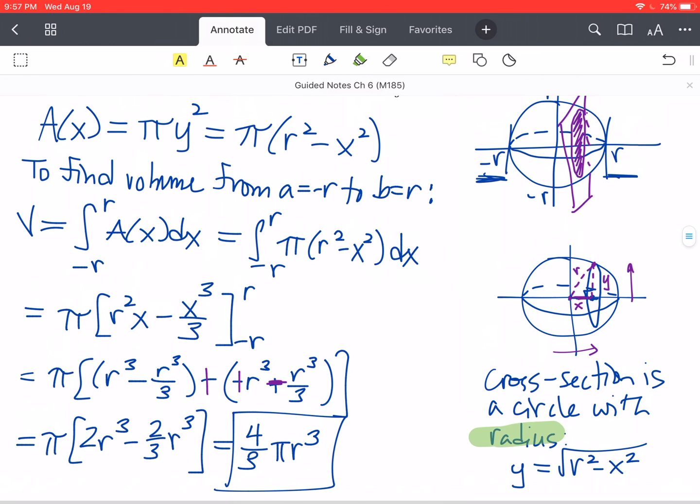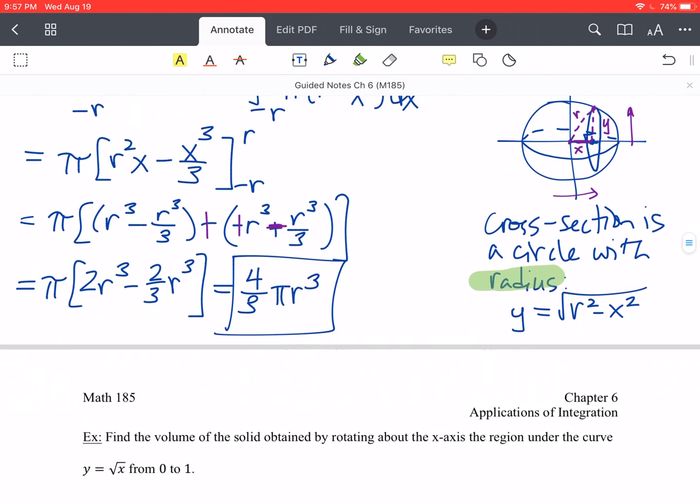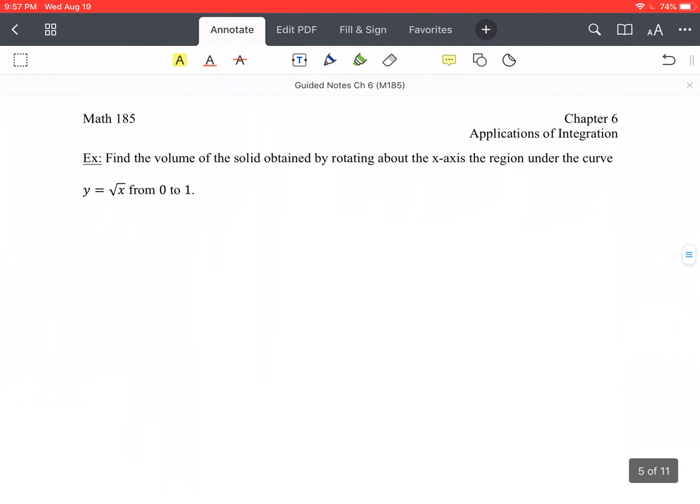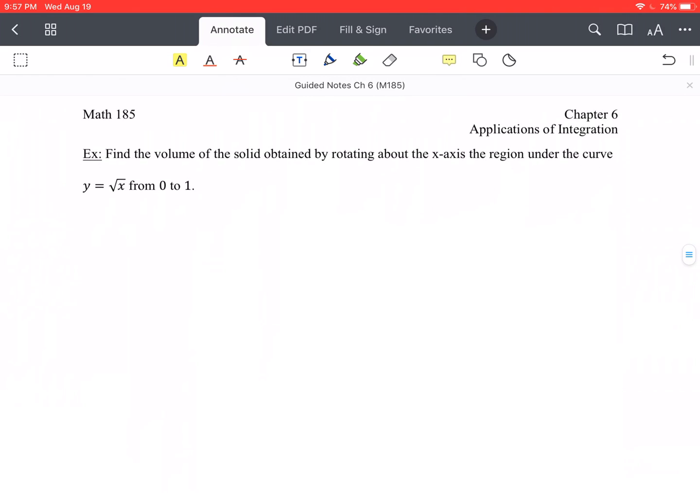Alright, so notice it's just kind of a cool thing that we can do with integrals, that we took an integral of a two-dimensional surface, of an area, and we were able to use it to find a three-dimensional volume. Okay? So let's look at a little more traditional example now. Find the volume of the solid obtained by rotating about the x-axis the region under the curve y equals the square root of x from 0 to 1.